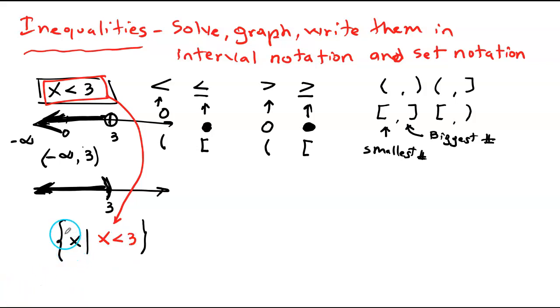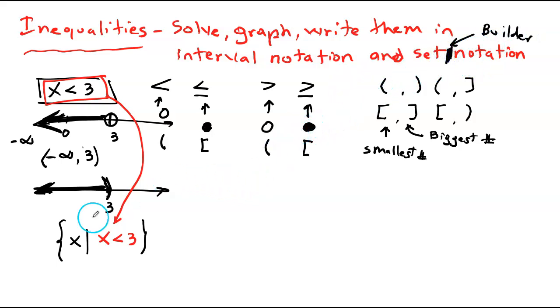Let me say that again. The set of all x such that x is less than 3. That's the proper way. I was going too fast over this. So the set of all x such that x is less than 3. So that's the proper way how to read this. And by the way, set notation is actually set builder notation. It's more proper. So the builder goes over here.